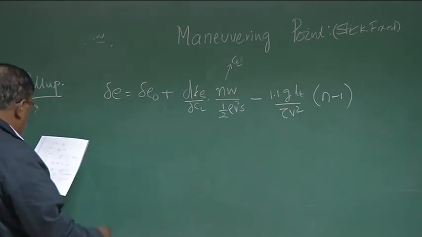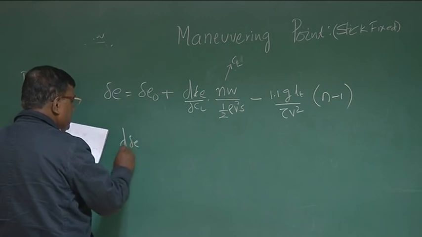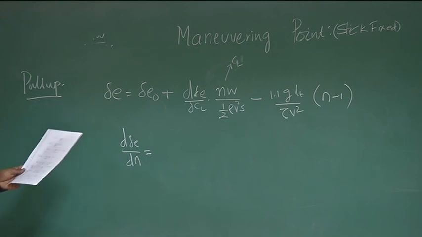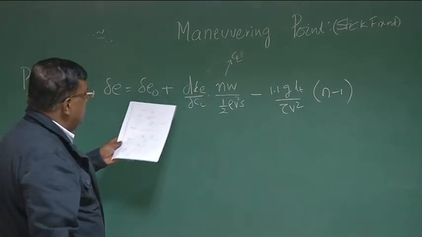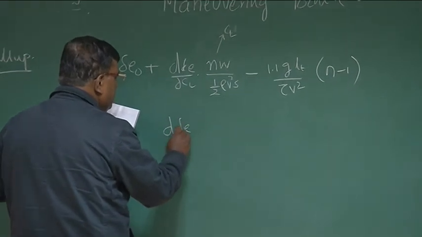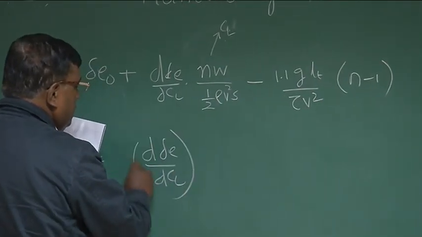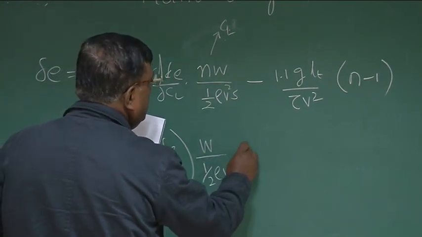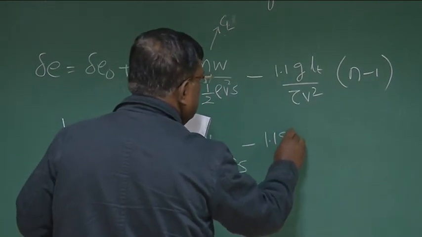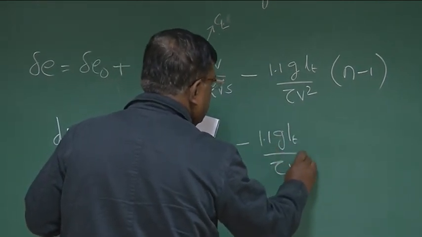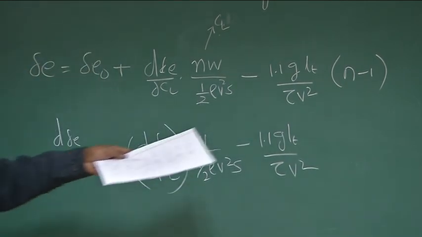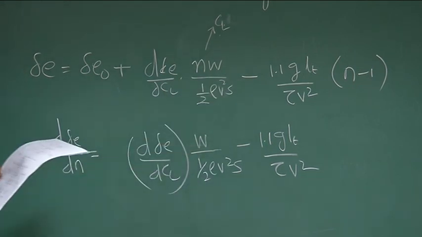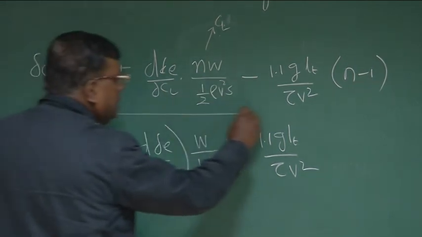Right. Now let us see what is d delta E by dn. That will be what? This n goes. So this will be d delta E by dCl into W by half rho V square S minus 1.1 GLT by tau V square. D delta E by dn, so this n, so 1 is here, and this n vanishes, so this is like this. Now let us focus here.